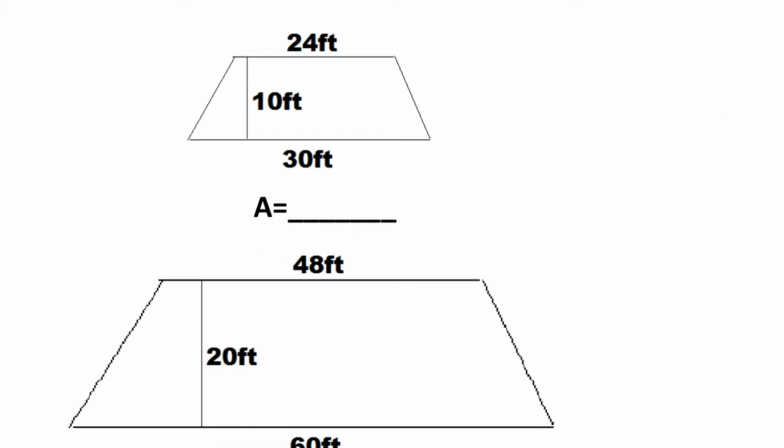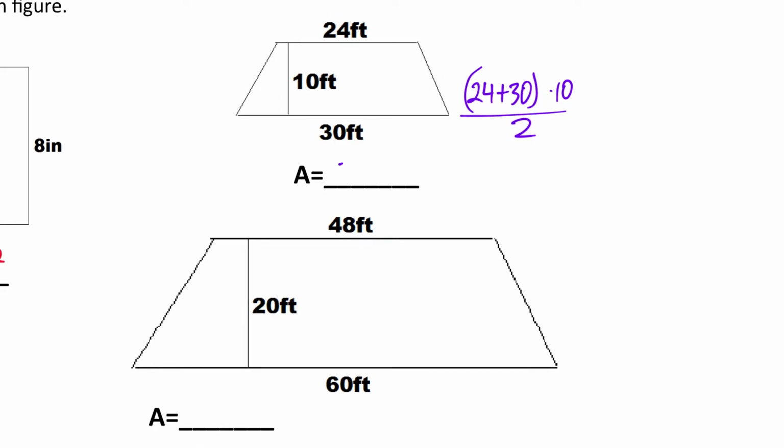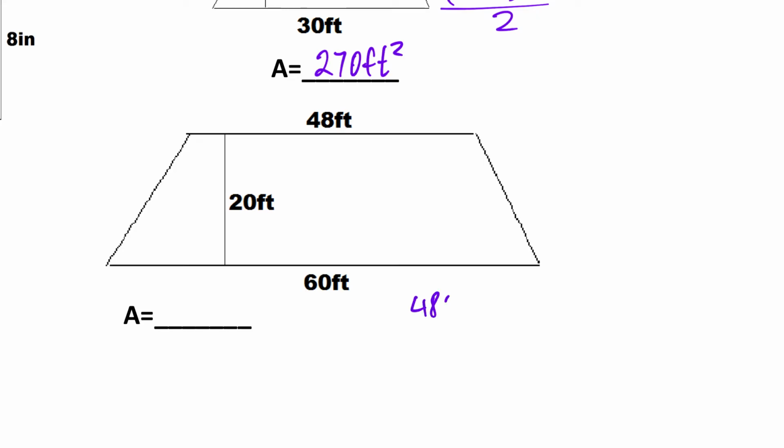Okay, on this trapezoid, base 1 plus base 2 times the height divided by 2. What does that give you? 270. Okay, 270 square feet. And then 48 plus 60 times 20 divided by 2 is what? 1,080 square feet.